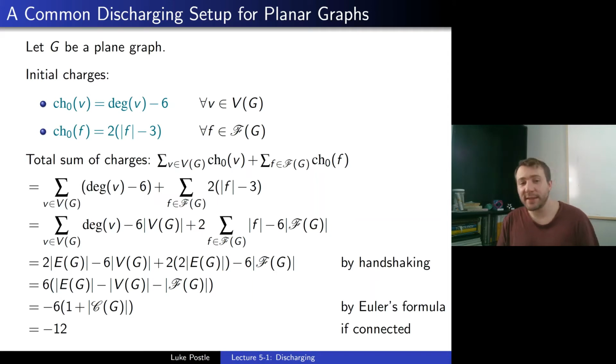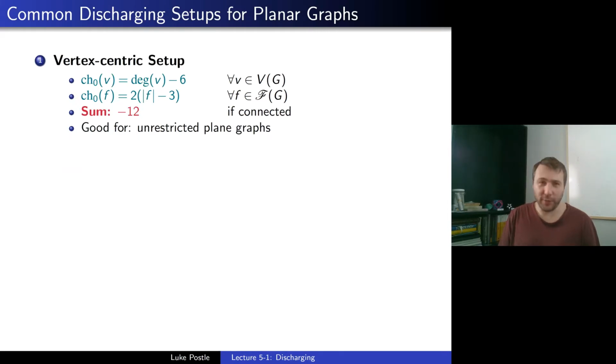So this is a very nice sum of charges, which takes into account the degrees of the vertices and the lengths of the faces, but we know that in total, because of Euler's formula, the properties of embedding, the sum is always negative. It's always negative 12 for connected graphs, and even smaller for disconnected graphs. So that's one common setup. Let me just encode that in short form. This is normally known as vertex discharging, or I'll call it the vertex-centric setup for discharging for planar graphs. The charge is degree minus 6 for vertices, and 2f minus 3 for faces. The sum is negative 12 if connected and only smaller if not.